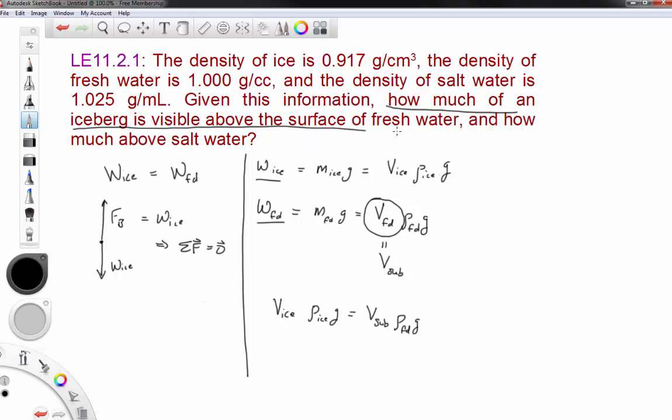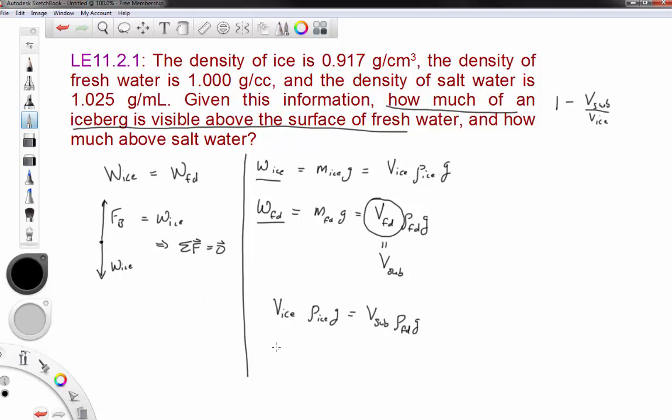And this could be taken as being the difference between 100% of the iceberg and the part that's submerged. So we can write this quantity as 1 minus the volume of the submerged part divided by the total ice part. This is basically equivalent to the fractional submerged portion of the ice cube. This whole quantity, therefore, is the fractional visible part of the ice cube. So ultimately, we're solving for submerged over total.